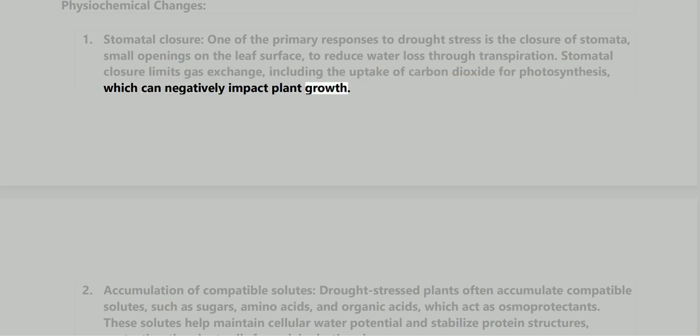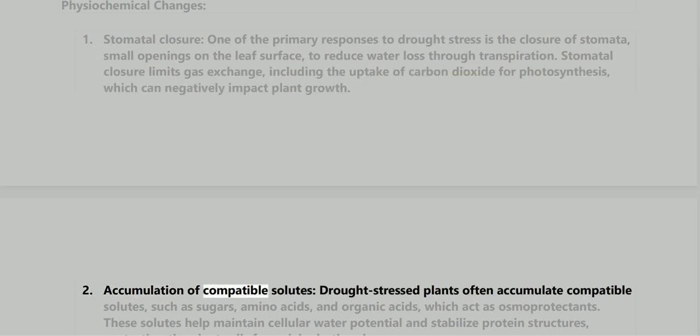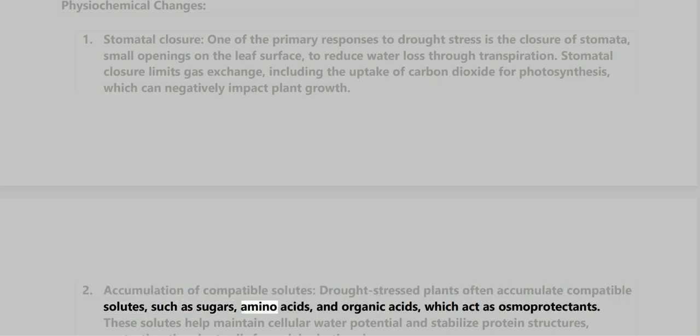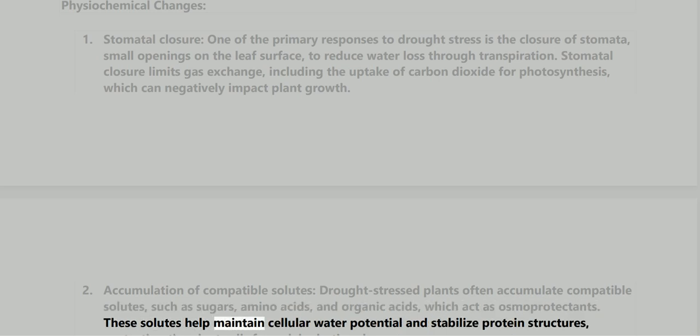2. Accumulation of compatible solutes. Drought-stressed plants often accumulate compatible solutes, such as sugars, amino acids, and organic acids, which act as osmoprotectants. These solutes help maintain cellular water potential and stabilize protein structures, protecting the plant cells from dehydration damage.